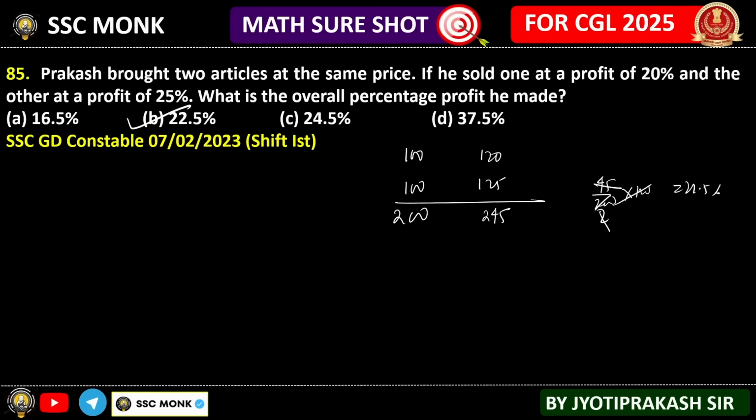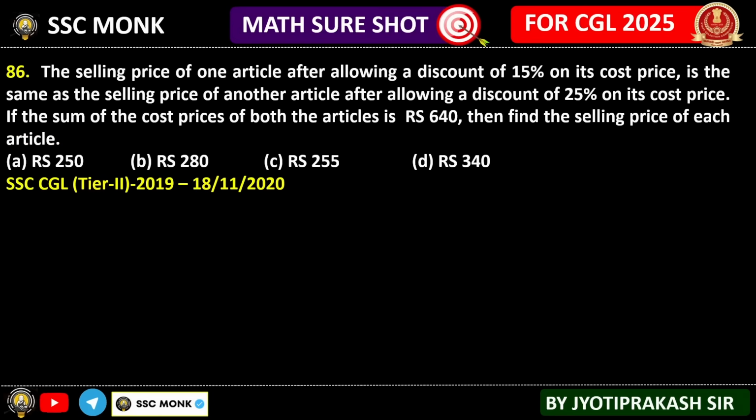Answer option B. Next, the selling price of an article after allowing a discount of 15% on its cost price is the same as the selling price of another article after allowing a discount of 25% on its cost price. If the sum of the cost price of both the articles is 640, find the selling price of each article. Now, this is very simple.